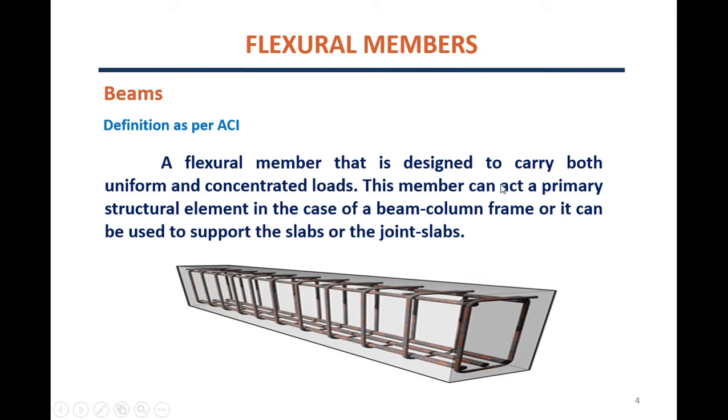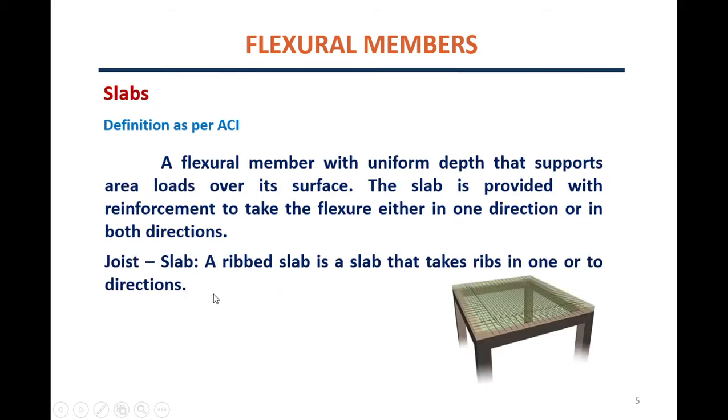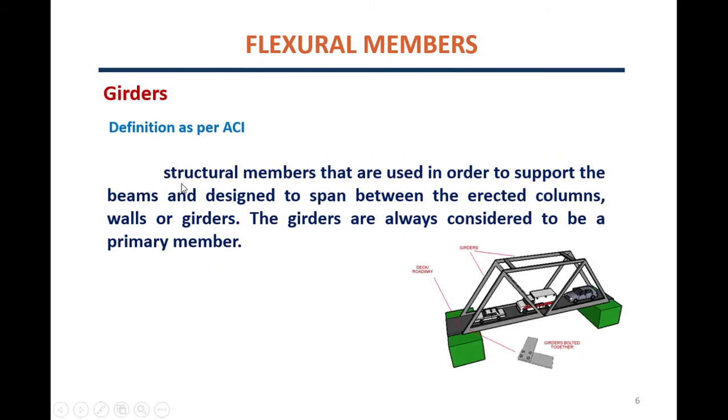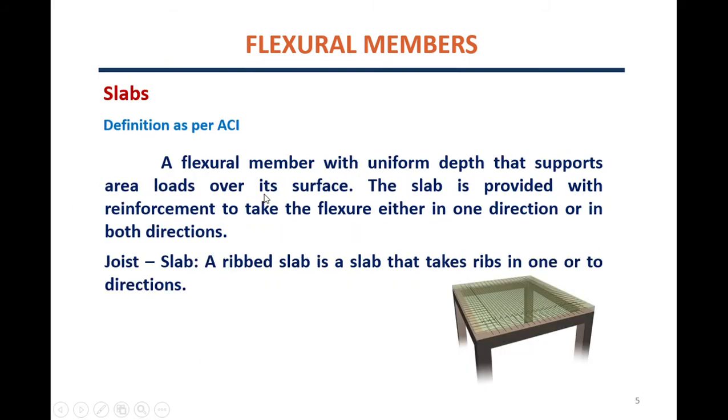This member can act as a primary structural element in the case of a beam, column, or frame, or it can be used to support the slabs or joist slabs. A slab is a flexural member with uniform depth that supports area loads over its surface. The slab is provided with reinforcement to take the flexure either in one direction or in both directions. A joist slab, or rib slab, is a slab that has ribs in one or two directions.